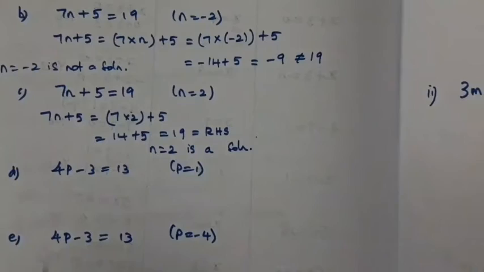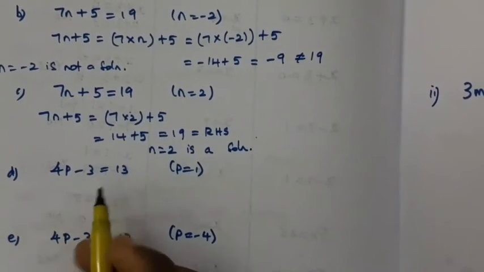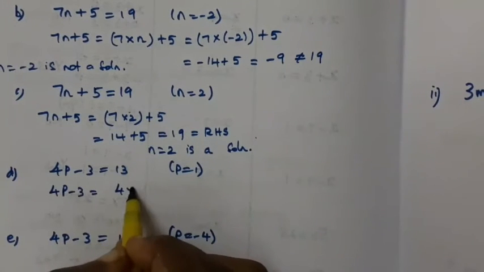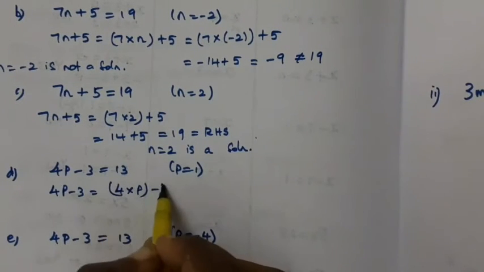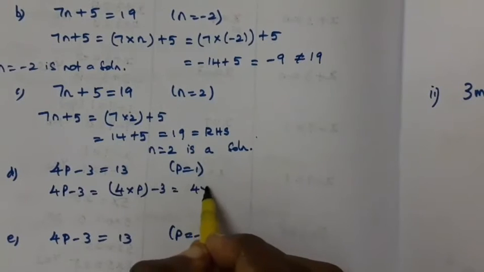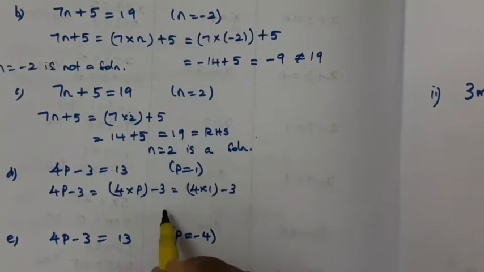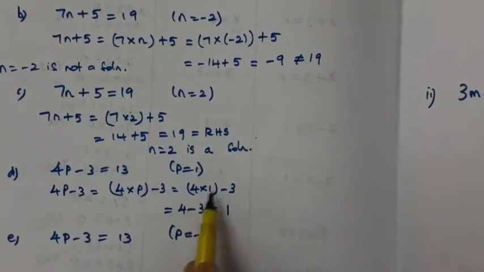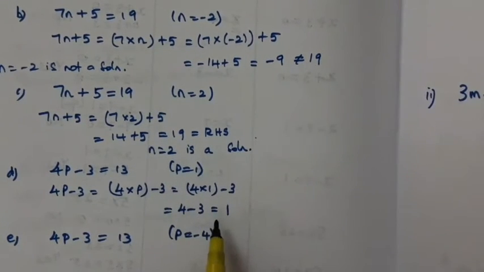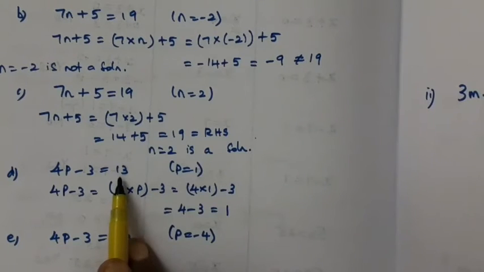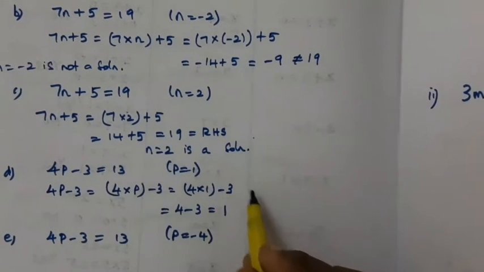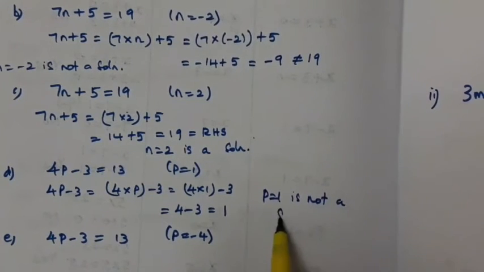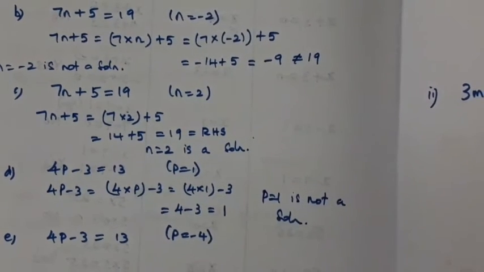Now 4p minus 3 is 13. 4p minus 3 means 4 multiplied by p, minus 3. What is 4 multiplied by 1 minus 3? Which is 4 minus 3, that is equal to 1. 4 ones are 4, minus 3, that is 1. But here the answer given is 13. Therefore, you have to write p equal to 1 is not a solution.